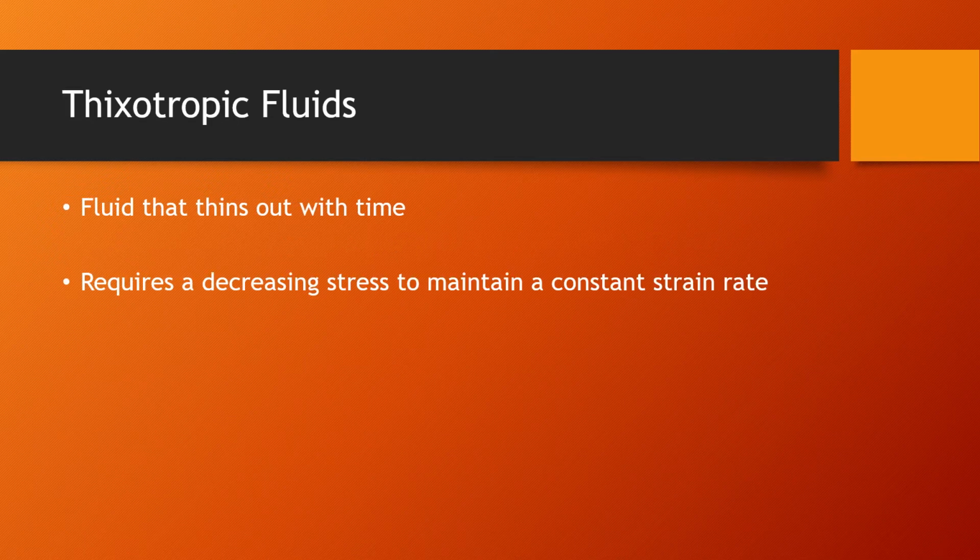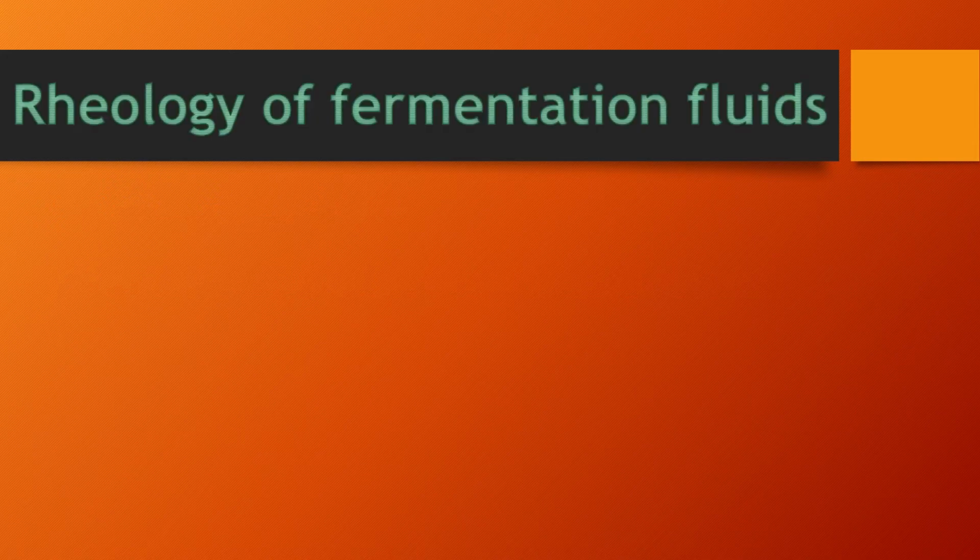Another is thixotropic fluid. What are thixotropic fluids? The fluids that thin out with time. So they are automatically thinning out without application of any stress. These are thixotropic. It requires a decreasing stress to maintain a constant strain rate. So there is a change in the strain happening with time. But how can we make the strain rate constant? By decreasing the stress over a period of time to maintain a constant strain rate.